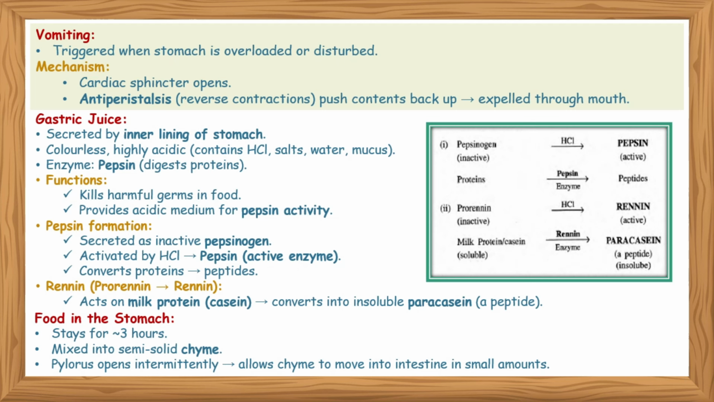Renin, when prorenin is converted to renin, acts on milk protein or casein and converts it into soluble paracasein, which is a peptide. Food in the stomach stays for nearly 3 hours, mixed into semi-solid chyme. The pylorus opens intermittently, allowing chyme to move into the intestine in small amounts.